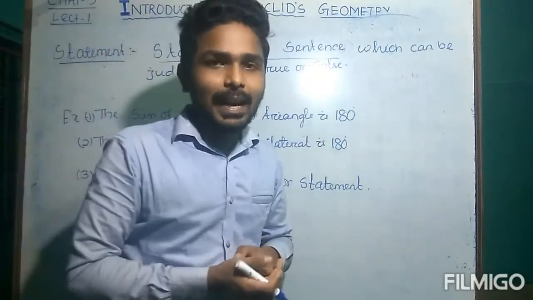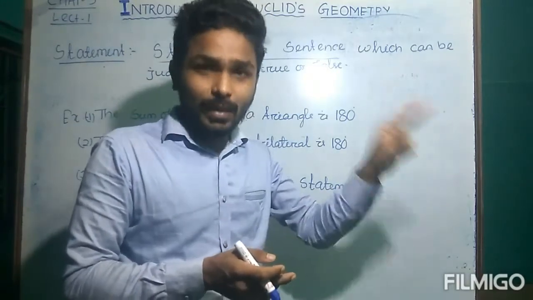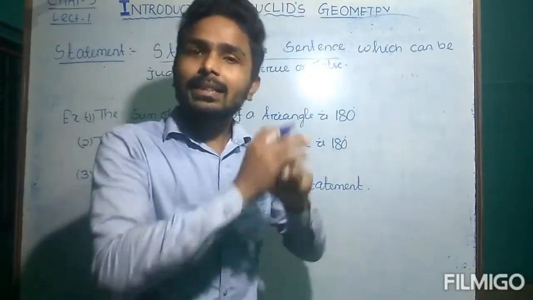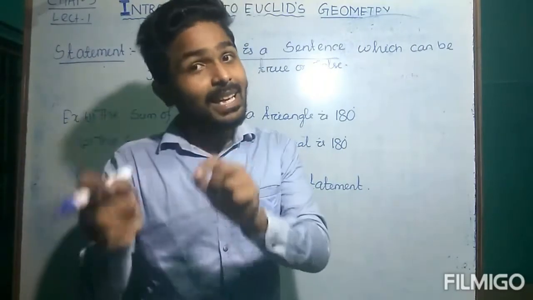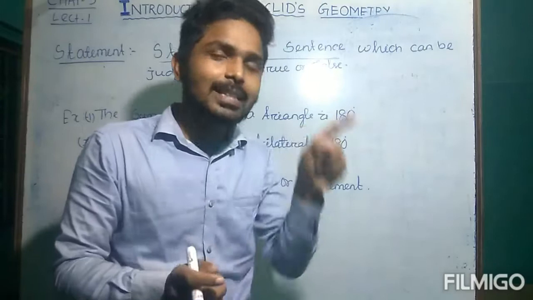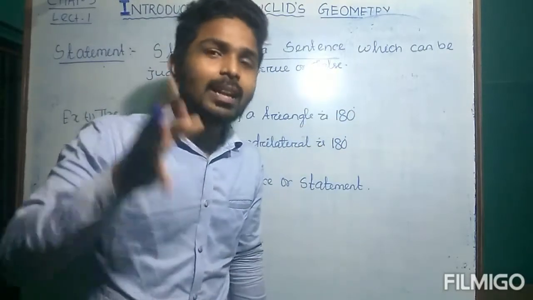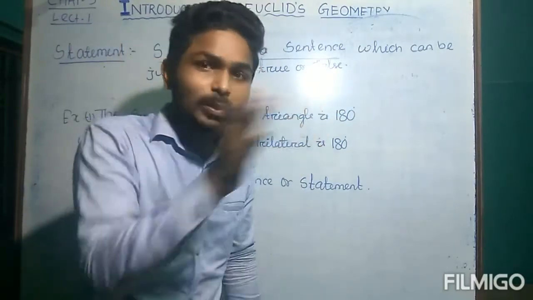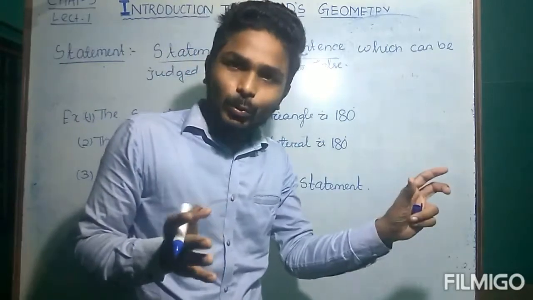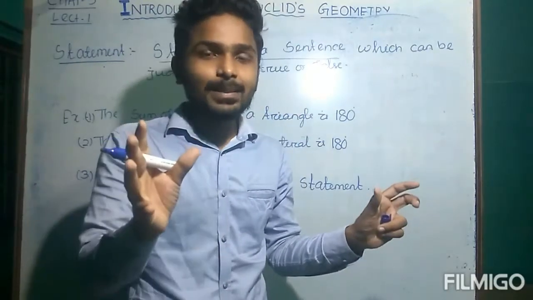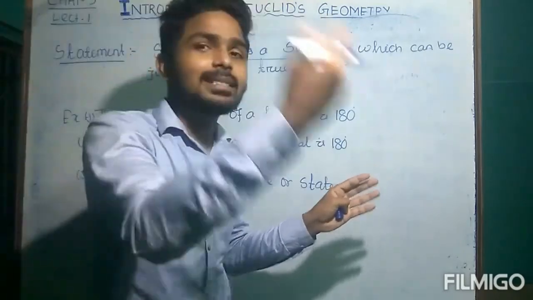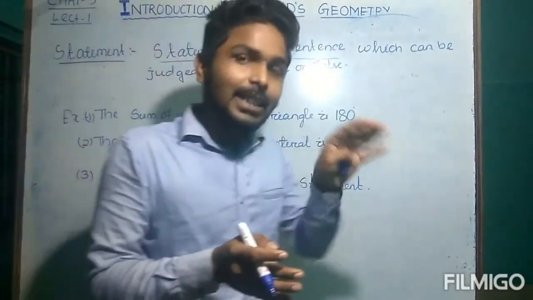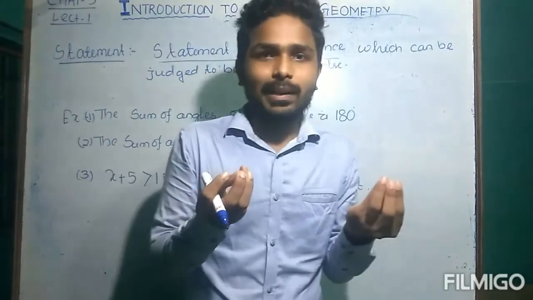If the court decides no, the person you identified is not a murderer, then your sentence becomes wrong. Still, your sentence becomes a statement. Why? Because the sentence has two chances: either it is true or it is false. Hence, the sentence that you gave to the police becomes a statement. So this is the basic difference between a sentence and a statement.